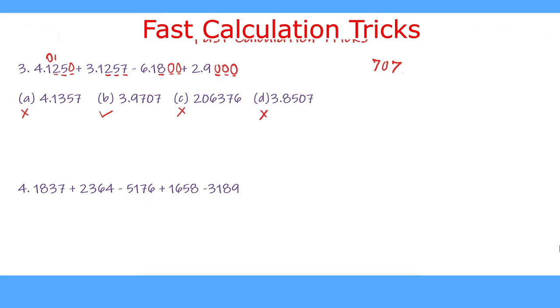But if there had been one option, none of these, then we will have to go to solve the complete question. Though we have reached to our answer, now we are going to solve the complete question. 0 plus 1 is 1, minus 1 is 0, plus 9 is 9, 4 plus 3 is 7, minus 6 is 1, plus 2 is 3. Now we see that option B is having 3.9707, which is our answer.